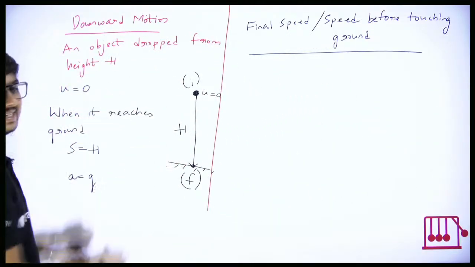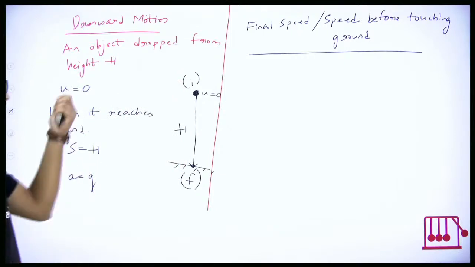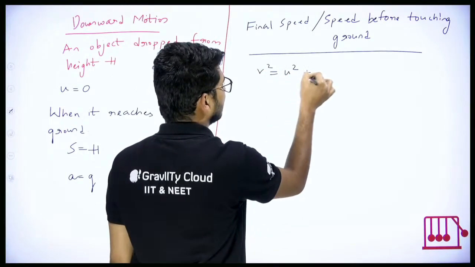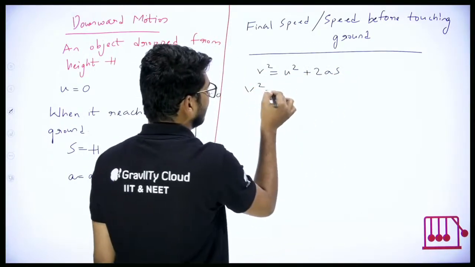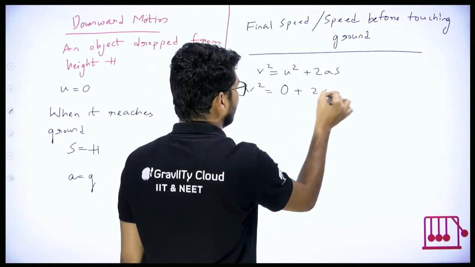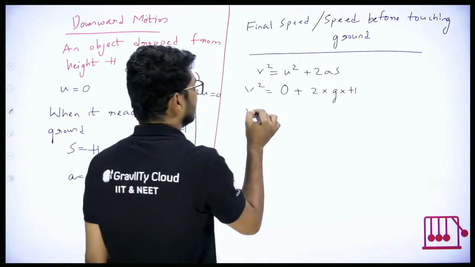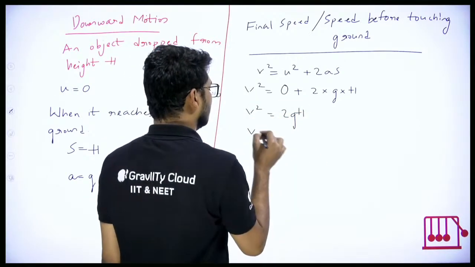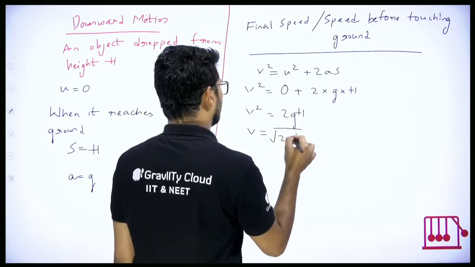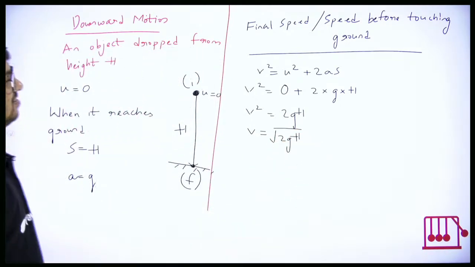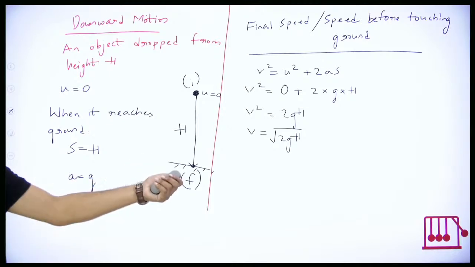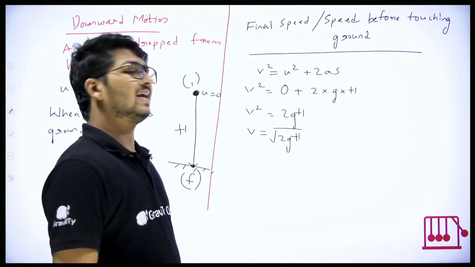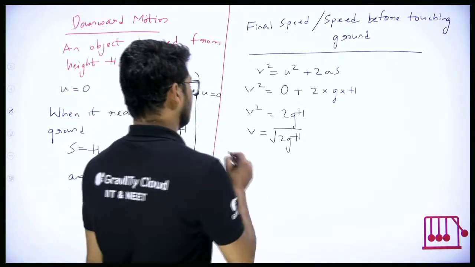So displacement is H, acceleration is g, u is equal to 0. Can I use v square is equal to u square plus 2as? We can. v square is equal to 0 plus 2 into g into H. So v square is equal to 2gH, and v is equal to under root of 2gH. There you have it. We got the final speed just before touching the ground. If you need the time taken, that also you will get.